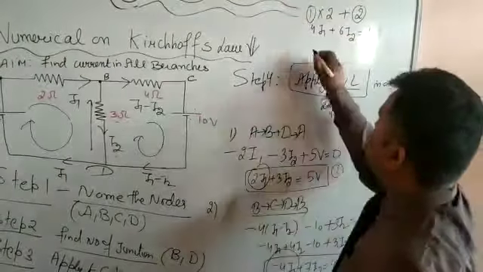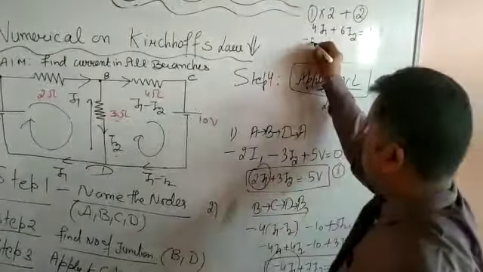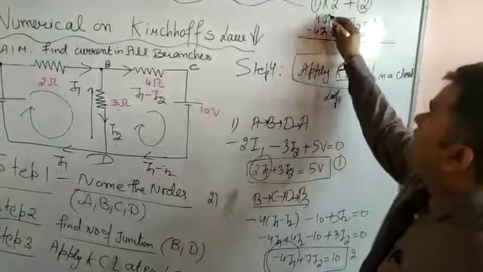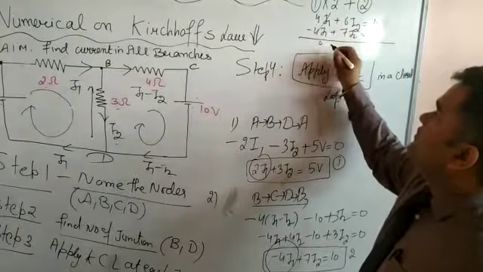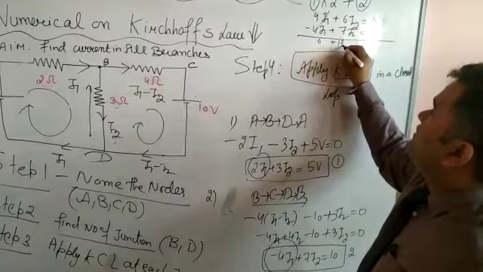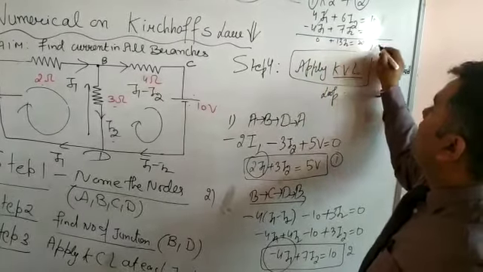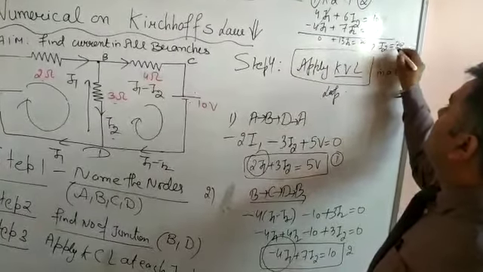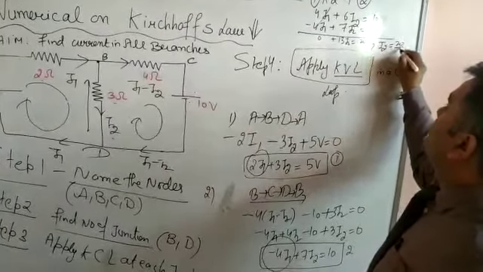Okay, and adding this to minus 4I1 plus 7I2 is equal to 10. Now adding, what will you get? Minus and plus cancel, 0. 7 plus 6, 13 I2 is equal to 20. From here you can say I2 is equal to 20 by 13. Now put it in any of the equations. Now put it in here, that is 2I1 is equal to 5 minus 3I2, that is 5 minus 3 into 20 by 13.